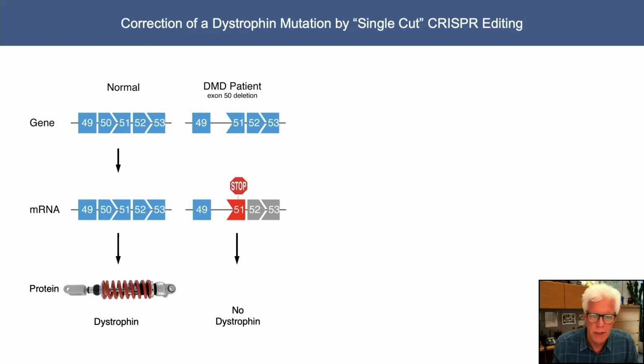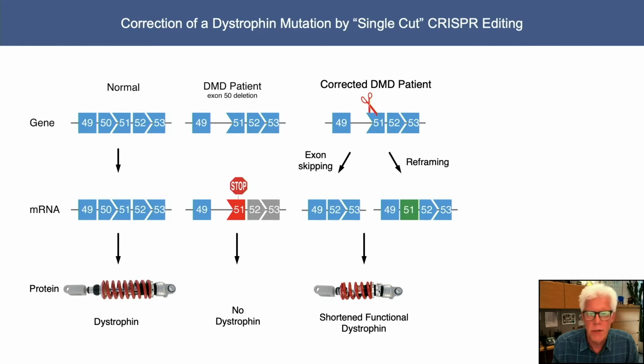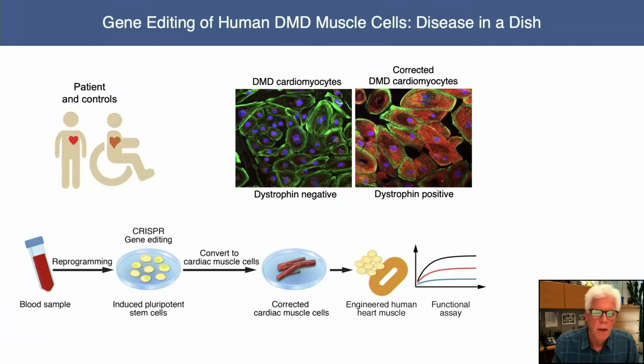The next slide, please. So we've adapted a strategy in which we could deliver CRISPR to exon 51 with a single guide RNA. And by introducing a single cut in exon 51, this could induce either exon skipping to restore the reading frame by connecting 49 to 52, or to reframe the protein and provide for functional restoration of the protein.